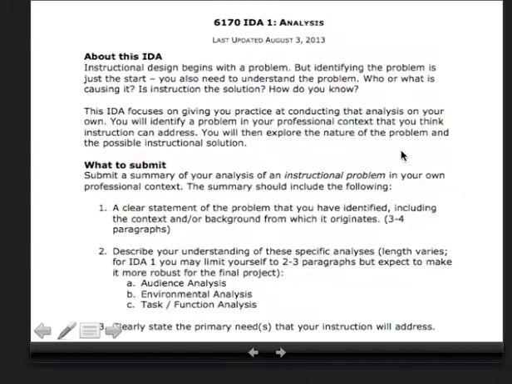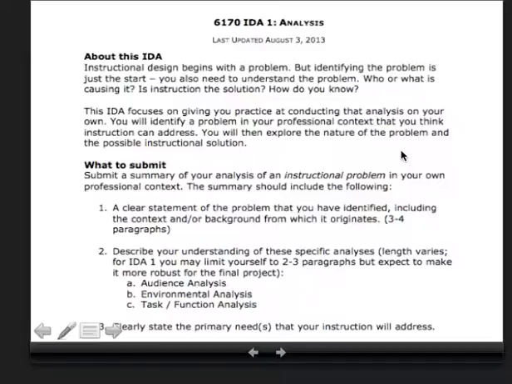So what are you going to submit to me when this is all said and done? You're going to submit a summary of your analysis of an instructional problem from your own professional context. It needs to include these three things: a clear statement of the problem you've identified, including some context and background from which it originates. Next, describe your understanding of these specific analyses: audience, environment, and task. What are you finding out about these things? And then clearly state the primary need or needs that your instruction would address.